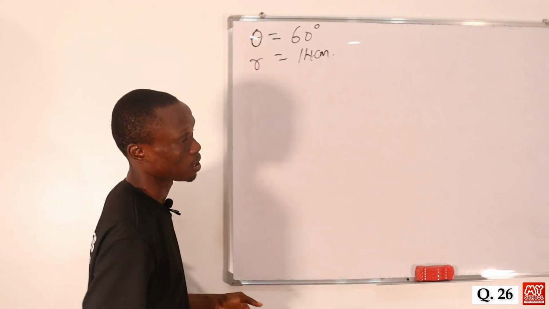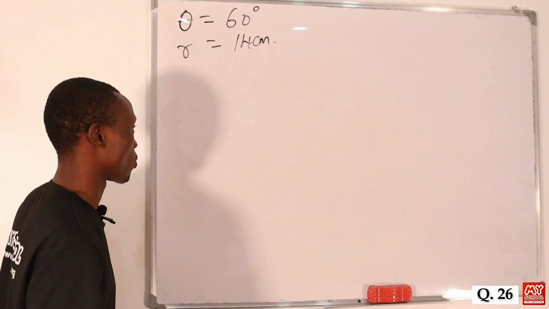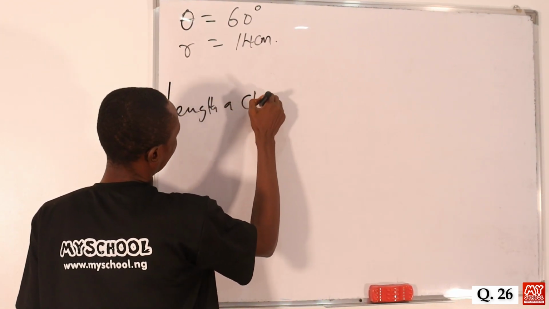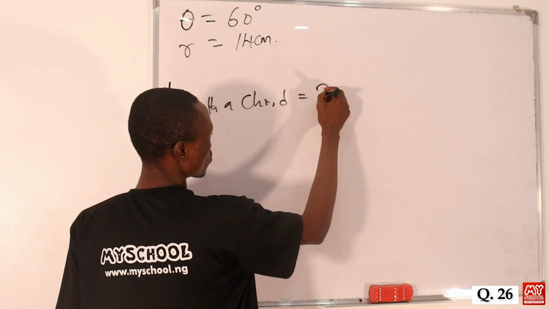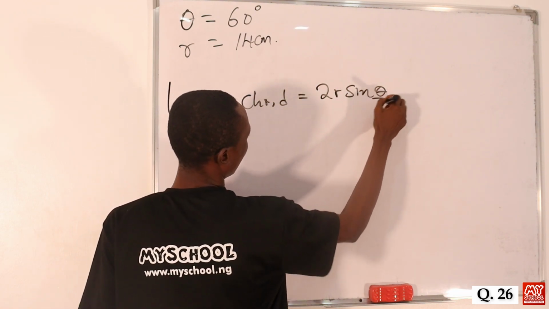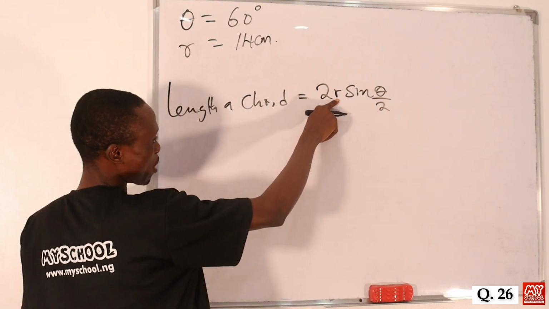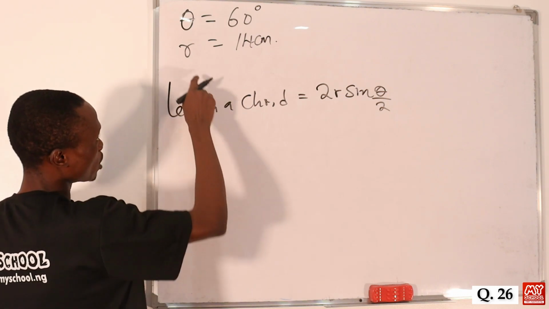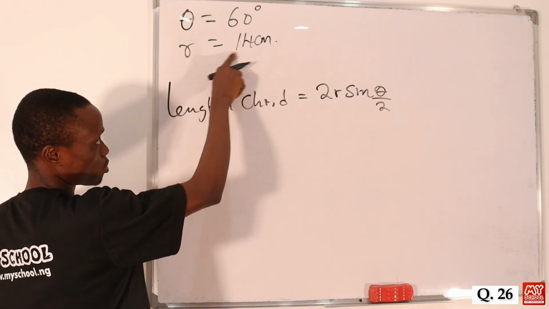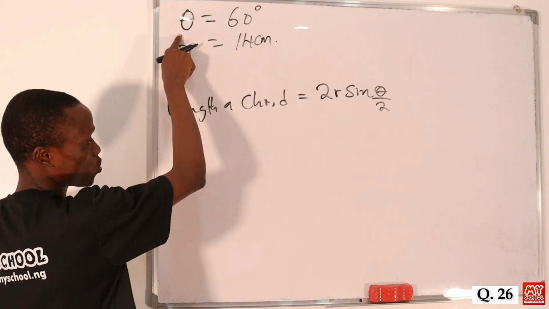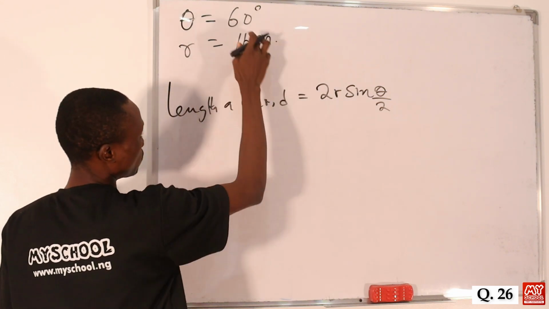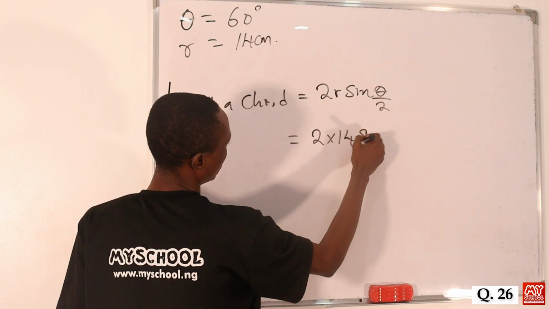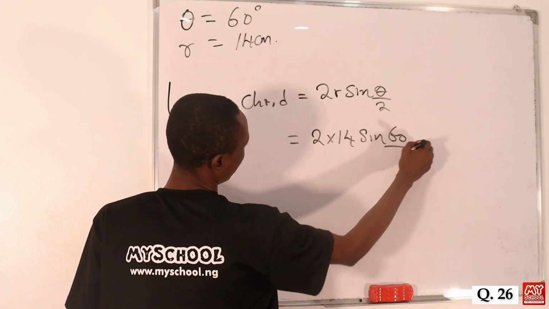So there's a formula that we normally use in calculating the length of a chord. The formula is given as 2r sine theta over 2, where r stands for the radius of the circle. Here we are told to take r, which is the radius, to be equal to 14 centimeters and theta to be equal to 60 degrees. So we just substitute these values into this formula. Here we'll be having 2 times 14, then sine 60 degrees divided by 2.